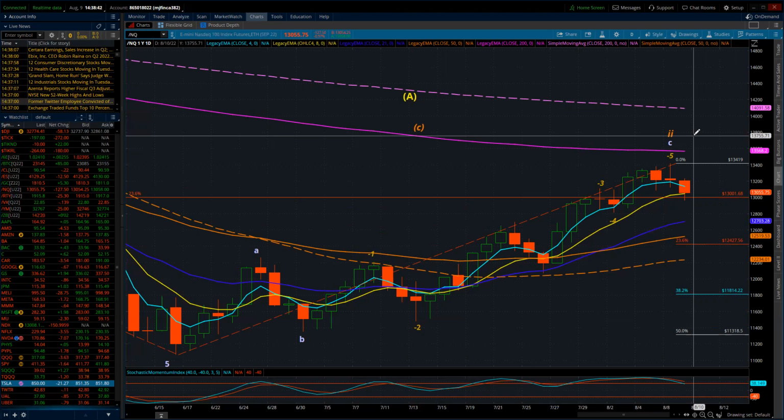Trade really what's happening in front of you. Keep an eye on your moving averages. Keep an eye on Fibonacci. Keep an eye on support and resistance. Keep an eye on the market profile. It's going to give you a lot of information of where things are.